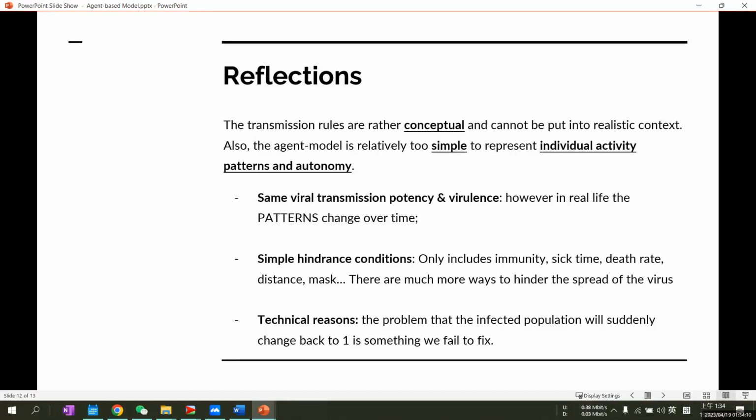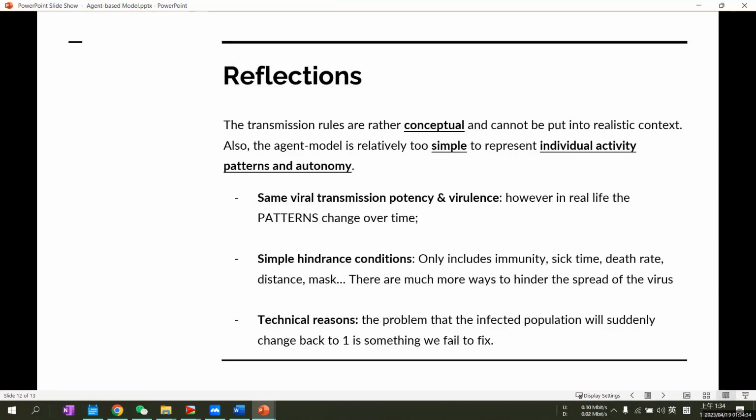Finally, we want to talk about our reflections on the model. Overall, the transmission rules are rather conceptual and cannot be put into realistic context. The agent model is also too simple to represent individual activity patterns and autonomy. More specifically, first is that we assume the same viral transmission potency and virulence. However, in real life, the patterns change over time.